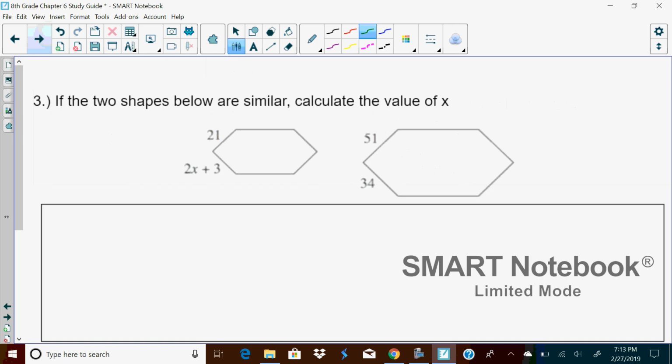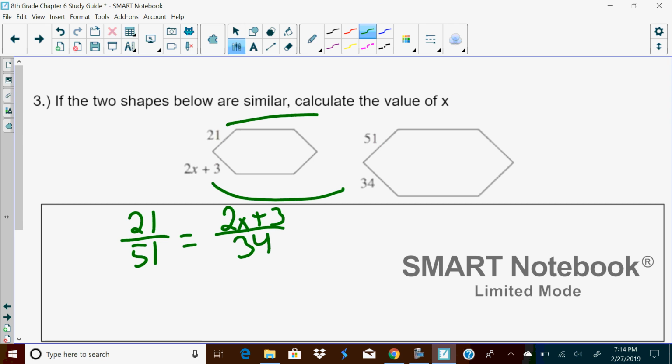Problem 3, if the two shapes below are similar, calculate the value of x. You can do this a couple of different ways. You can write a proportion, or you could figure out what it's multiplying by. I wrote a proportion, which does not have to be the way that you do it, but you can. So I said I know 21 over 51 equals 2x plus 3 over 34, because these match up, these match up.